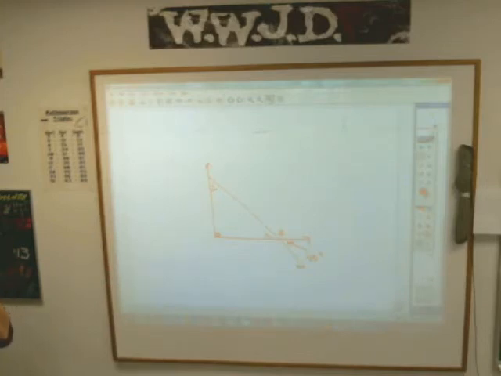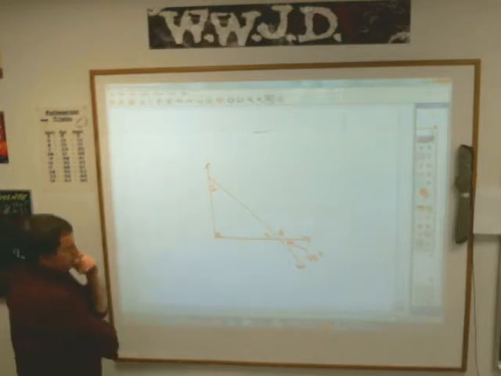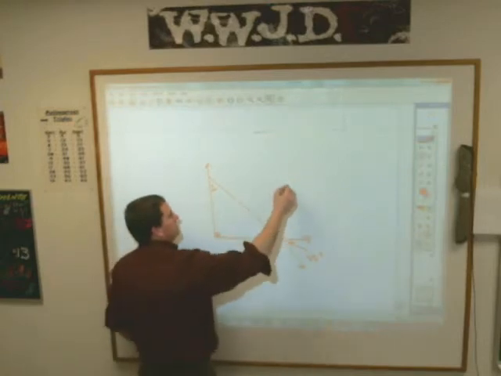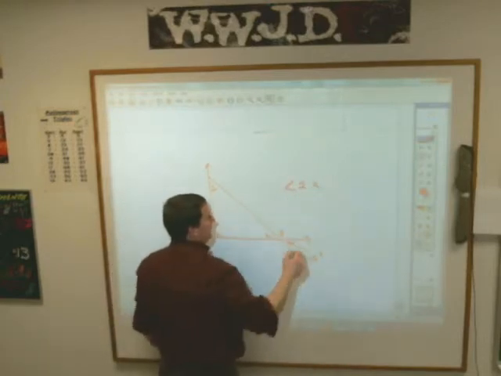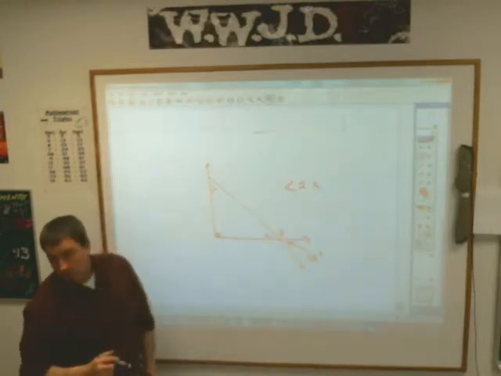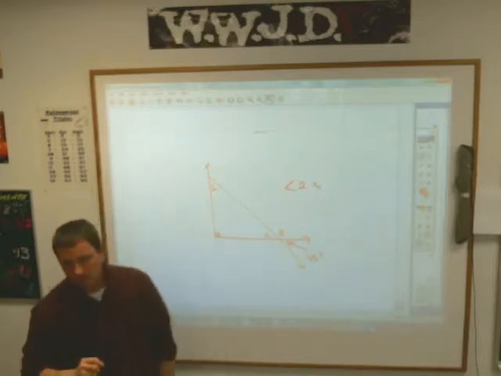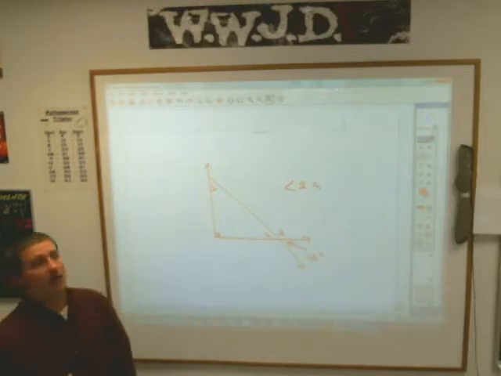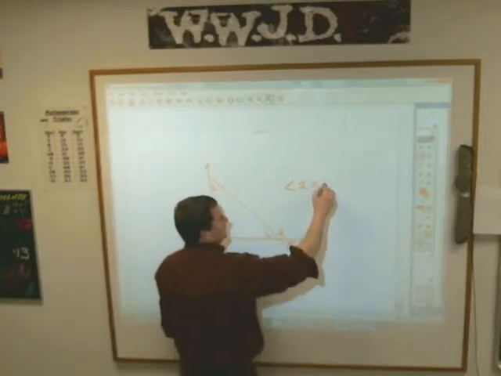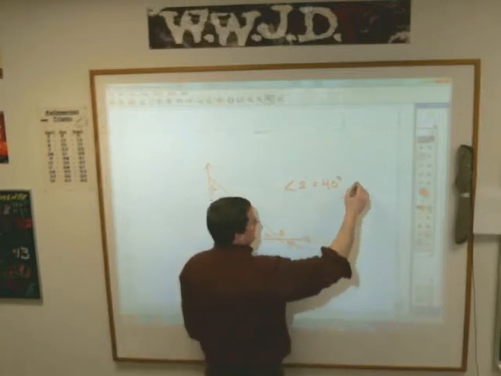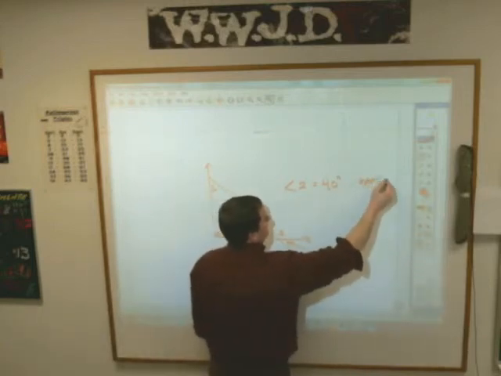Is it bad? Kendall, how? Angle 2 is 45 degrees. Angle 2 is not 45 degrees. Angle 2 is how many degrees? 40. How do I know, Kendall, angle 2 is 40 degrees? Because of opposite angles.